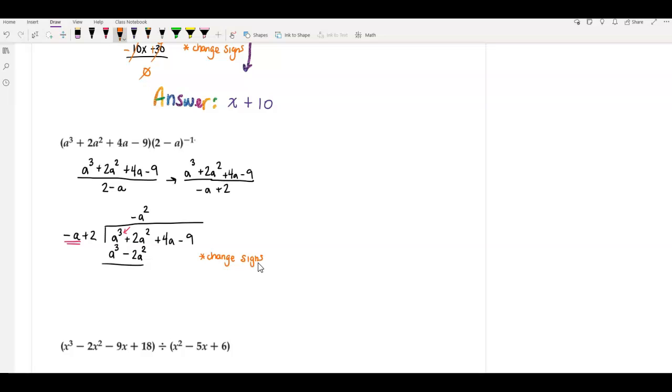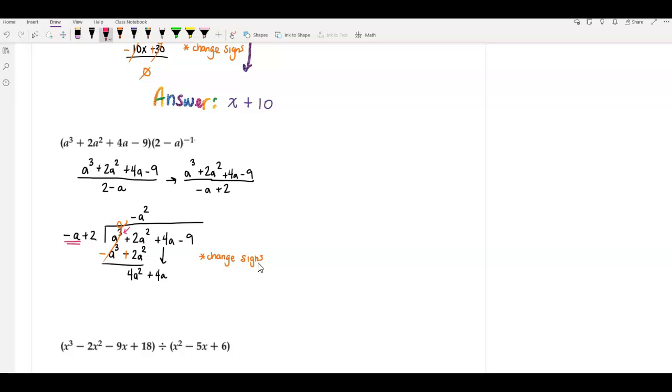So my positive a cubed becomes negative, my negative 2a squared becomes positive. These cancel, and now I have 4a squared. I'm going to drop our next term down, plus 4a. We're going to redo this process. It's very iterative. We do each step over and over again until we can't do it anymore.